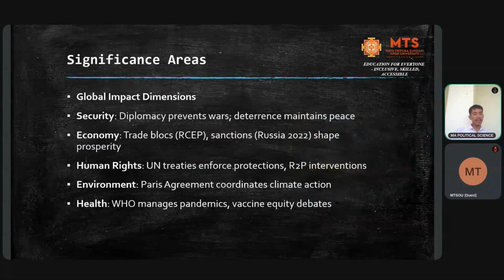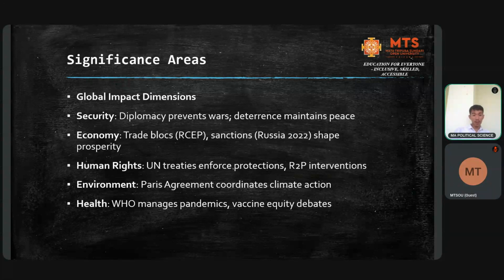Significance. So what are the significant areas? Security: diplomacy prevents war, deterrence remains peace, maintains peace. Okay, so in terms of politics, in security, that means safety you are talking about. To be safe, you have to have diplomacy, connection, talking between the countries. So it will help in maintaining peace.